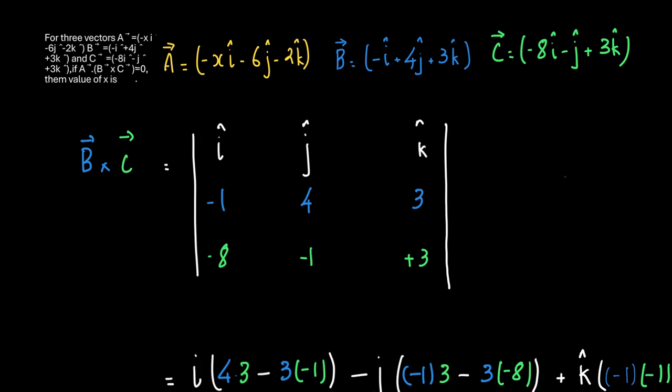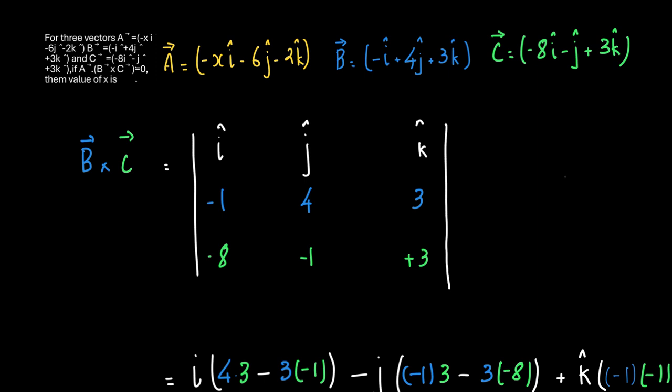So we have a question in which we've been asked to find the value of x when given three vectors, A, B, and C, and the condition that vector A dot B cross C is equal to 0. So first we'll do it the pure vector way, where we use the complete vector expression: the cross product B cross C, and then the dot product of that vector with A.